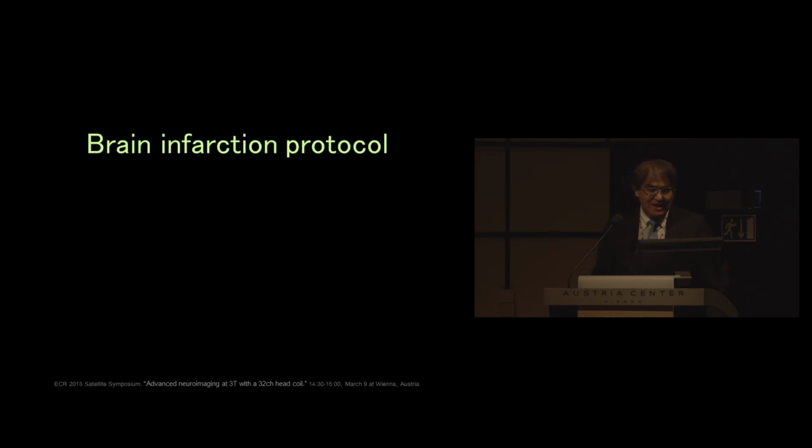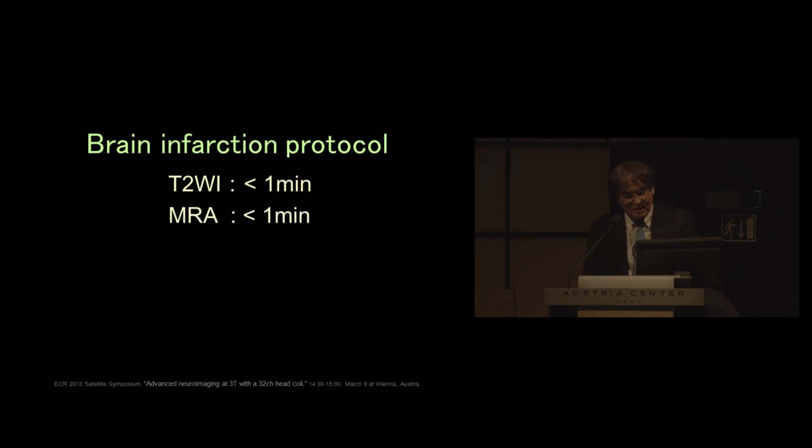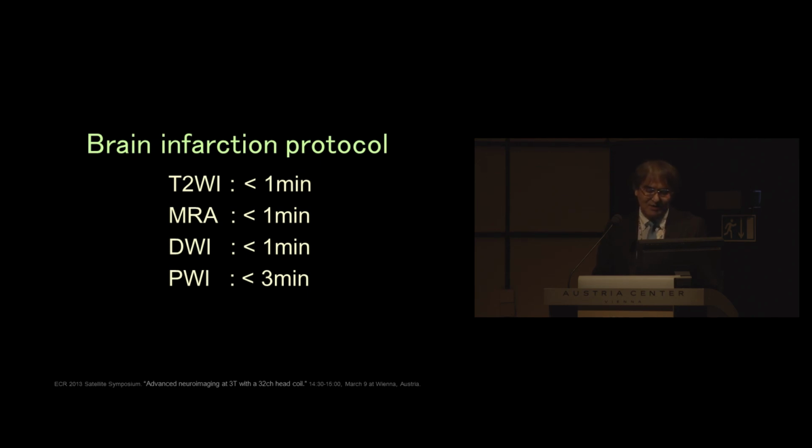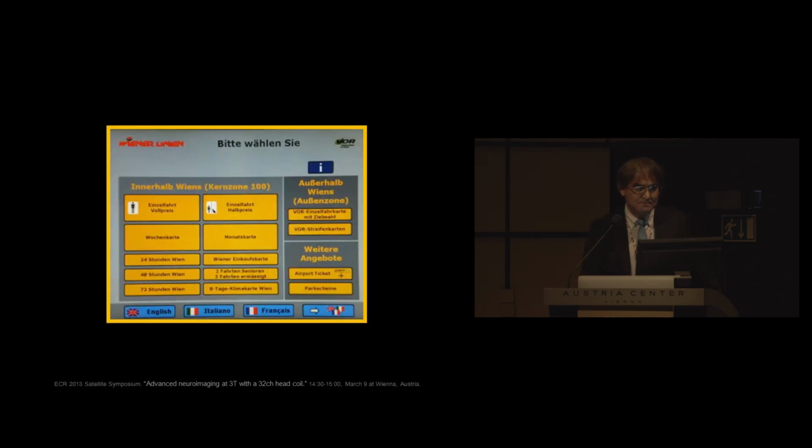Okay, if you apply this to the brain infarction protocol, then T2 weighted imaging, of course, less than 1 minute, and MR angiography less than 1 minute, and diffusion also less than 1 minute. And if you add perfusion imaging, I mean ASL, you get it at around 3 minutes. So in total, around 5 minutes. So it's quite nice, don't you think so? That's the power of the 3T and 32-channel head coil.